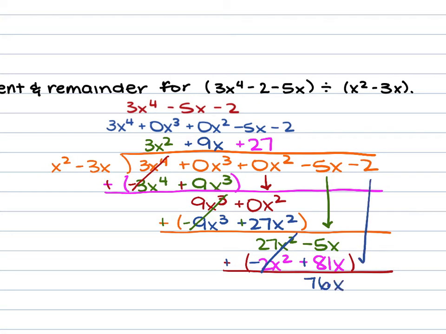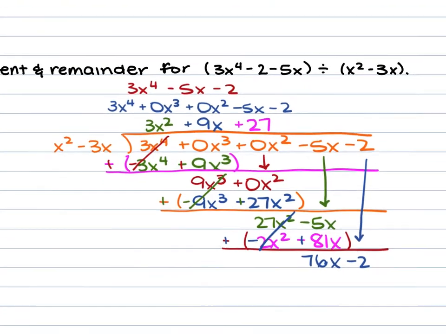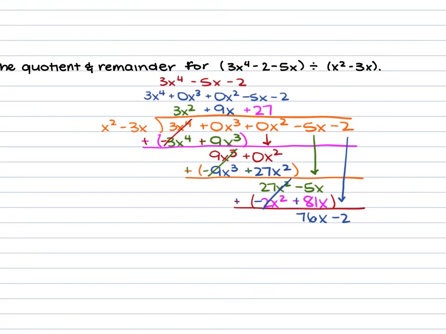And then we drop down that 2. You cannot turn x squared into 76x, so your remainder from this is the 76x minus 2. So your final answer for this whole thing is going to be 3x squared plus 9x plus 27 plus your remainder of 76x minus 2 all over what you divided by, which is x squared minus 3x.